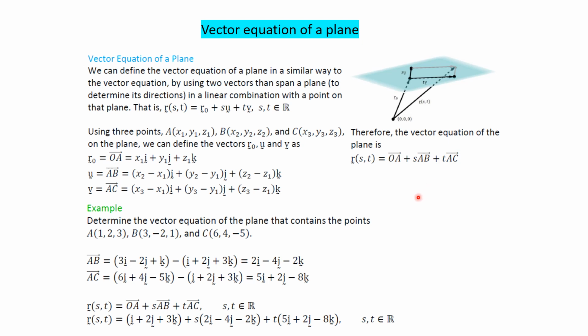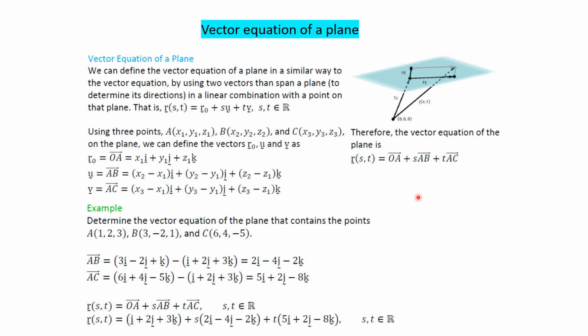Hi guys, so we did cover the vector equation of a line. Let's have a quick recap. If you have a line, then you need one point on that line, and you need the direction vector as well. And also you need the t, which is the scale factor.